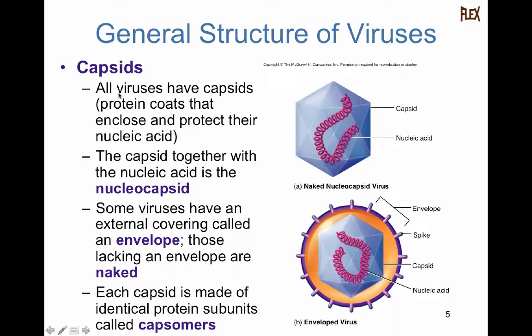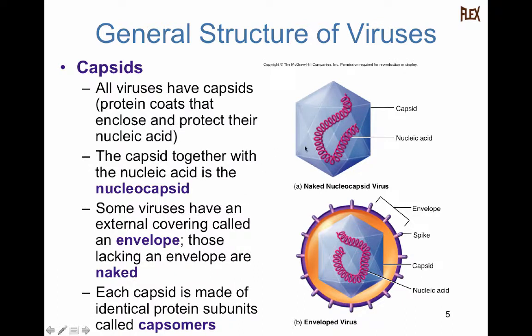So let's talk about the basic structural elements. The outer covering, this basic protein coat, is what we call a capsid. The major function of this capsid is to protect the nucleic acid. If we're talking about the nucleic acid together with the capsid, this is what we call the nucleocapsid. Some viruses also have an envelope, and in this case it would be called enveloped. Without that extra layer, it would be non-enveloped or a naked virus.